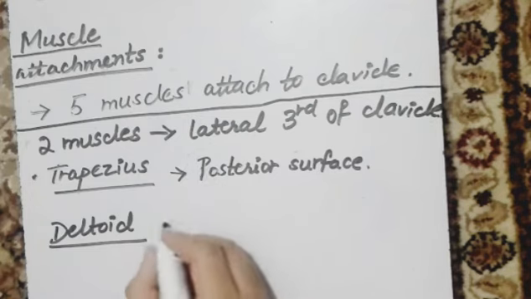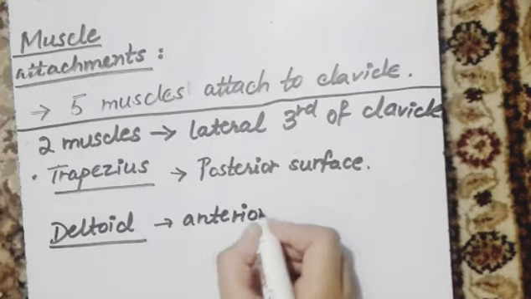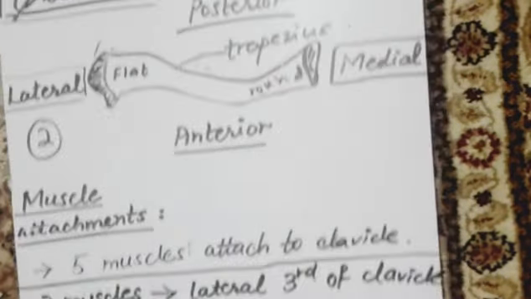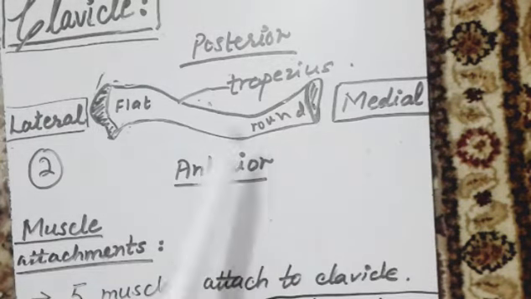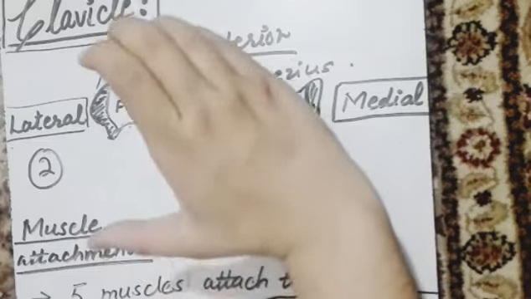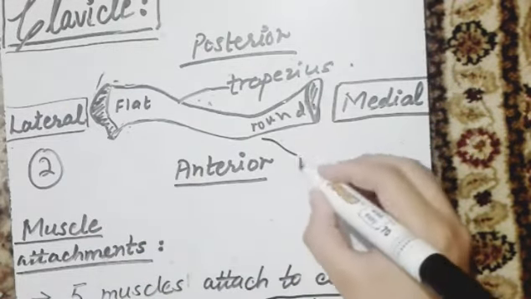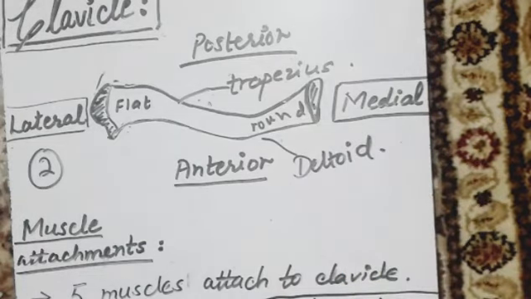Now we'll see the deltoid muscle. It is where the anterior portion of the muscle is attached. Anterior means on the front, and it comes from the front side and attaches on the clavicle, on the periosteum. You know what periosteum is, right? The outer covering of a bone.